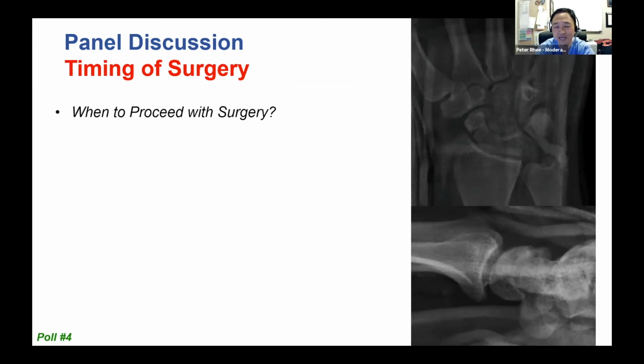Because if you're at an academic center and you have a really eager fellow and they want to do it while they're on call, you can justify it. But how about in the real world where you're the person reducing this? When would you fix this, Lauren? If you're busy in practice in New York and you got it reduced, when would you take this to the OR?